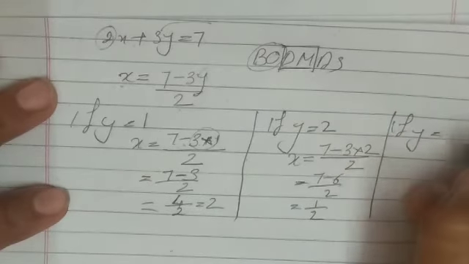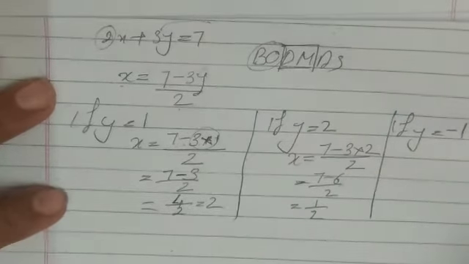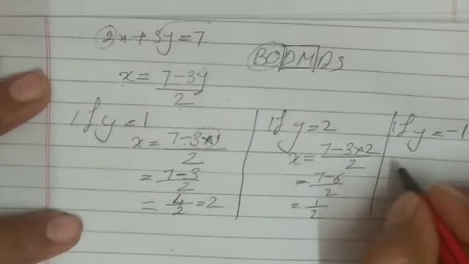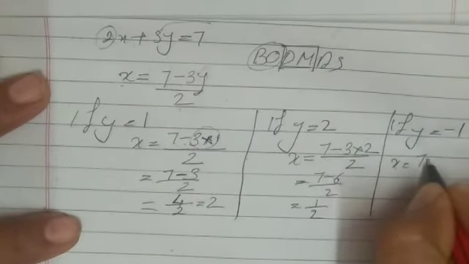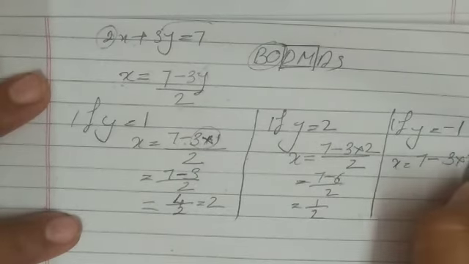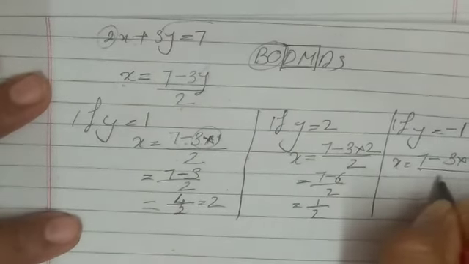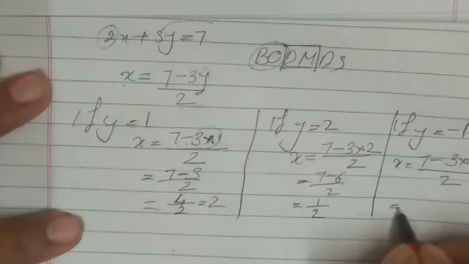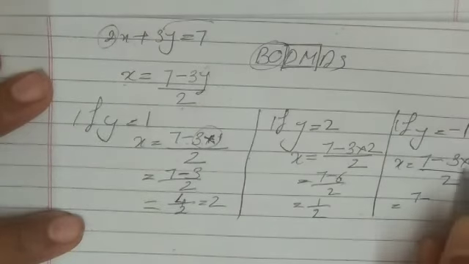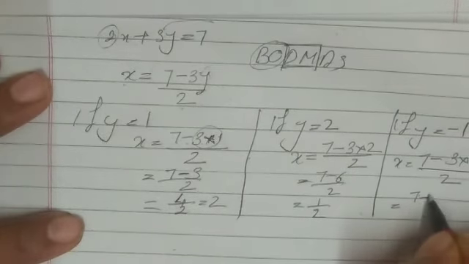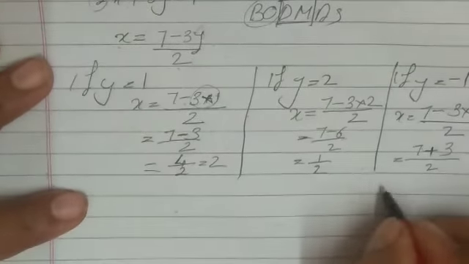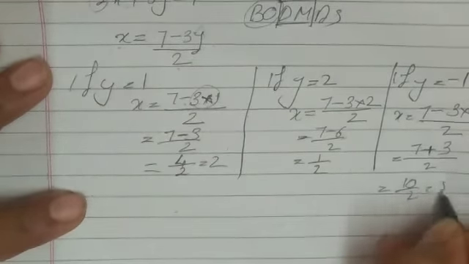if y is equal to minus 1, okay, suppose y is equal to minus 1, then what is the answer? If y is equal to minus 1, x is equal to 7 minus 3 into minus 1, all divided by 2. When you write all divided, you have to draw this line for all numbers, okay. That is equal to 7 minus minus 3 into minus 1, it becomes plus 3 by 2. That's equal to 10 by 2 is equal to 5.